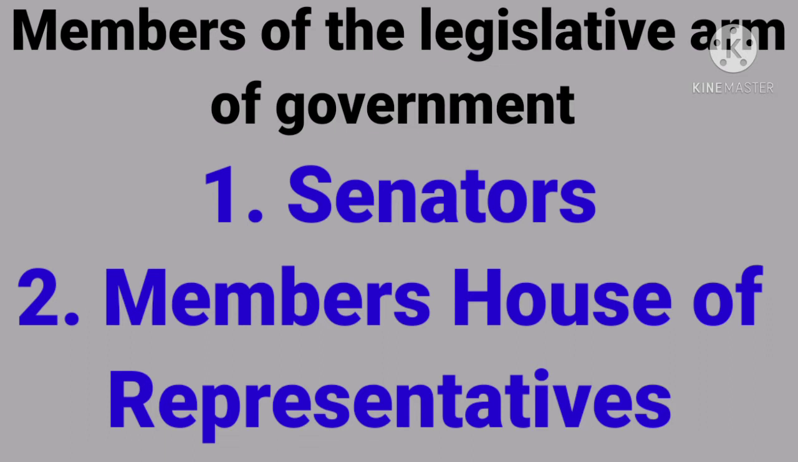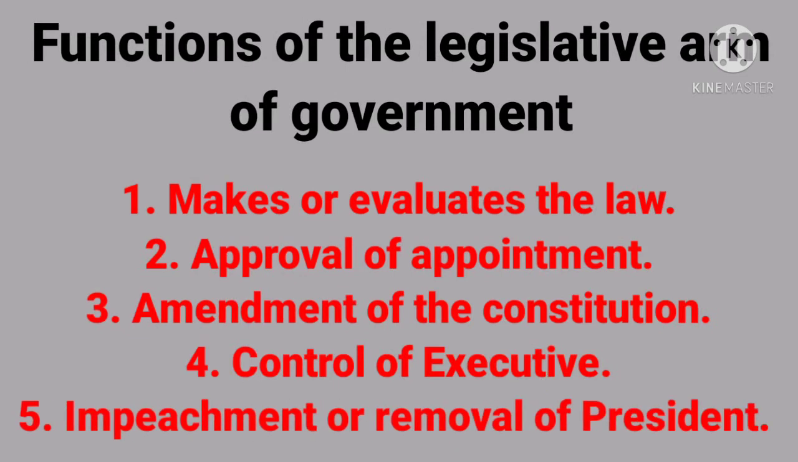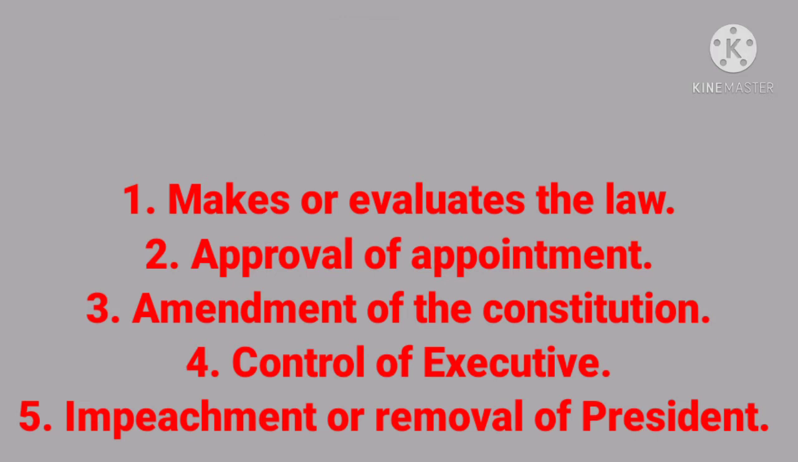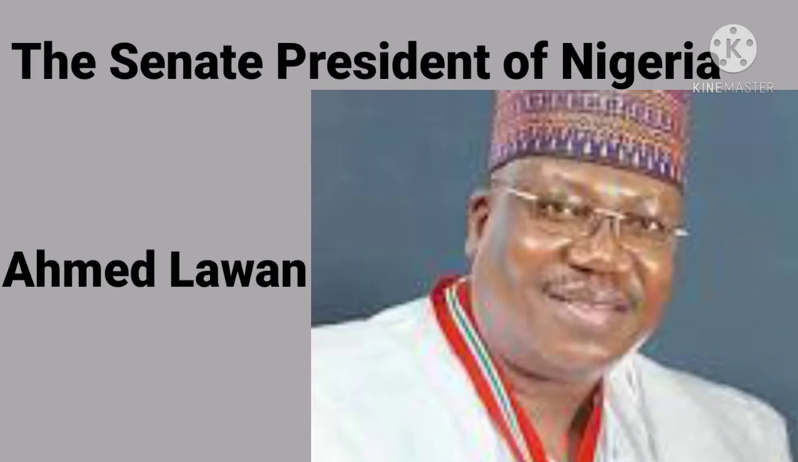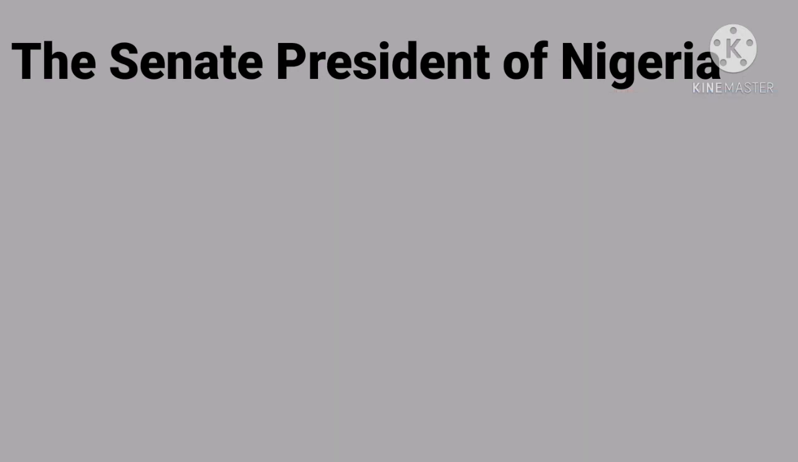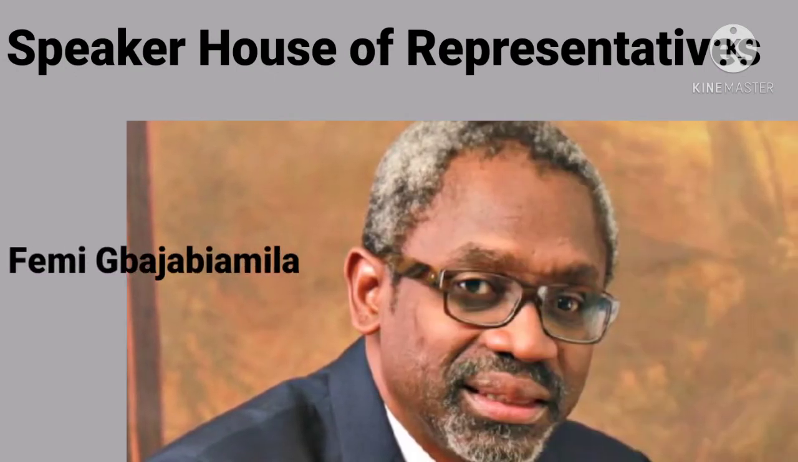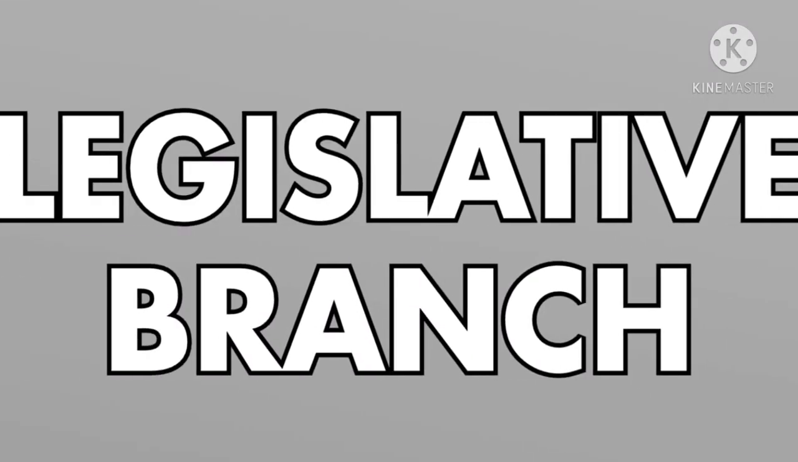We have the upper chamber, which is the House of Senate, and the lower chamber, the House of Representatives. So this arm makes up the legislative arm of government. Functions of the legislative arm of government: to make or evaluate the law, approval of appointment, amendment of the constitution, control of the executive. The Senate President of Nigeria is Ahmed Lawal. He is the head of the Senate. Then the head of the House of Representatives, so we say Speaker of the House of Representatives, is Femi Gbajabiamila. He is the Speaker of the House of Representatives.